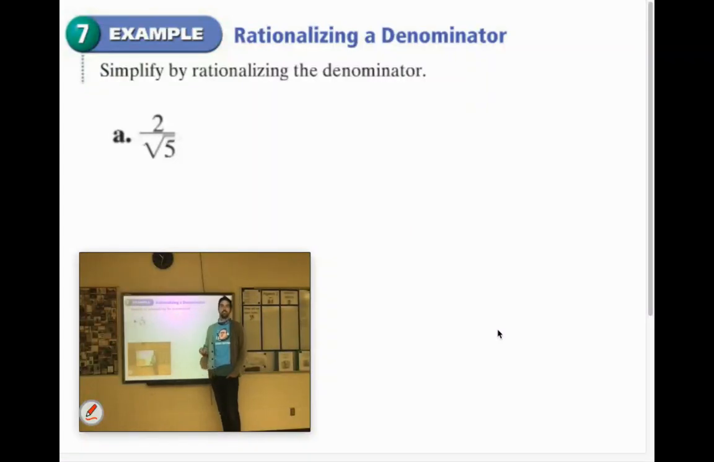I said earlier that you cannot have a radical in the denominator. It's fine in the numerator, no denominators. Here we have that, 2 over root 5. So the nice thing is, you guys are very familiar with changing fractions.